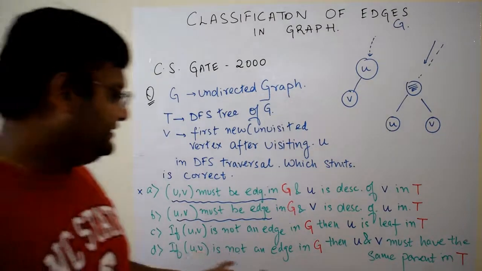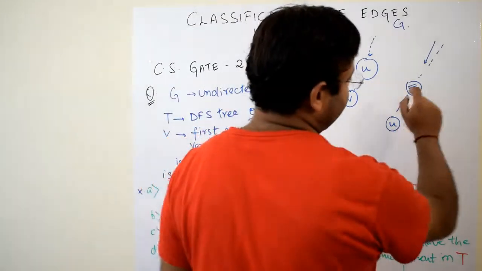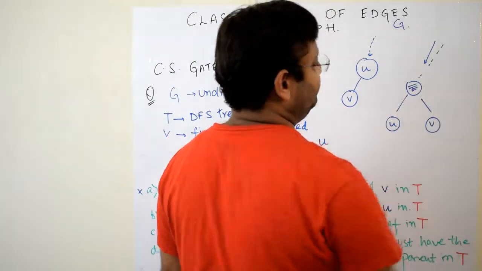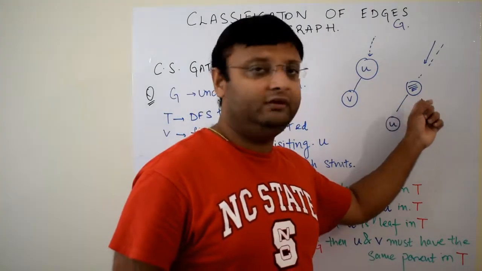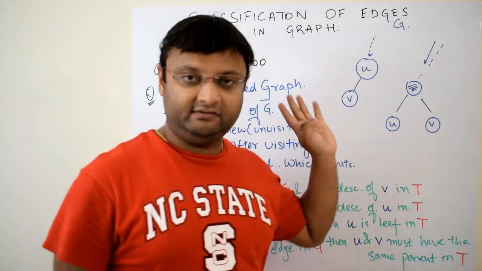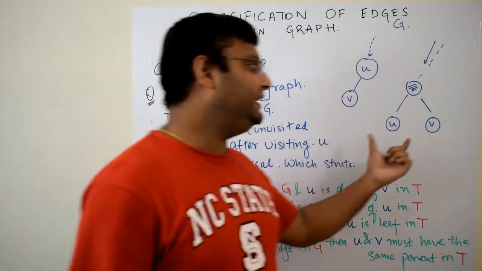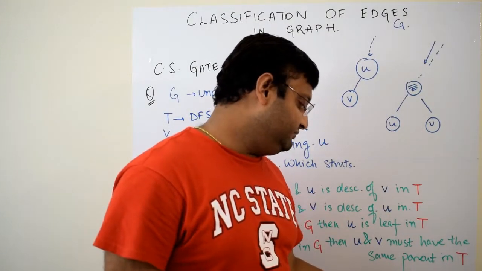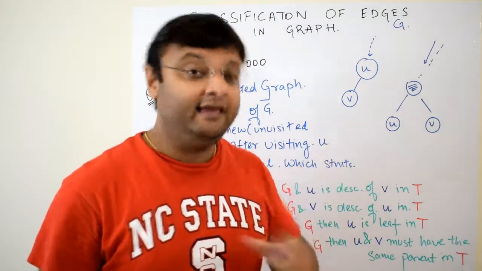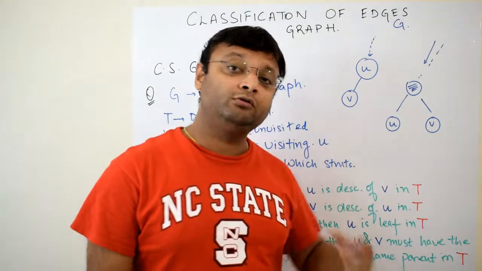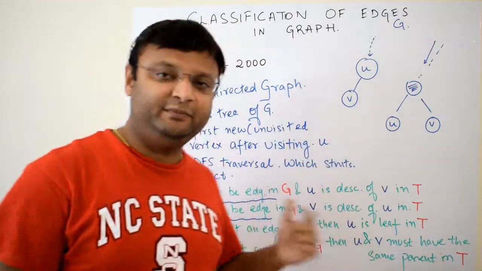Now D is saying that U and V must have the same parent, right? So this is the particular case. So these two have the same parent, but it is saying must. Must means this is the only case. There could be no other case, right? So if you assume this is the only case, then we have two statements correct. But can there be any other case in which this statement will be false? Just think over it. And here they are basically checking your true knowledge of DFS, how well you know the DFS. This is the beauty of this question.